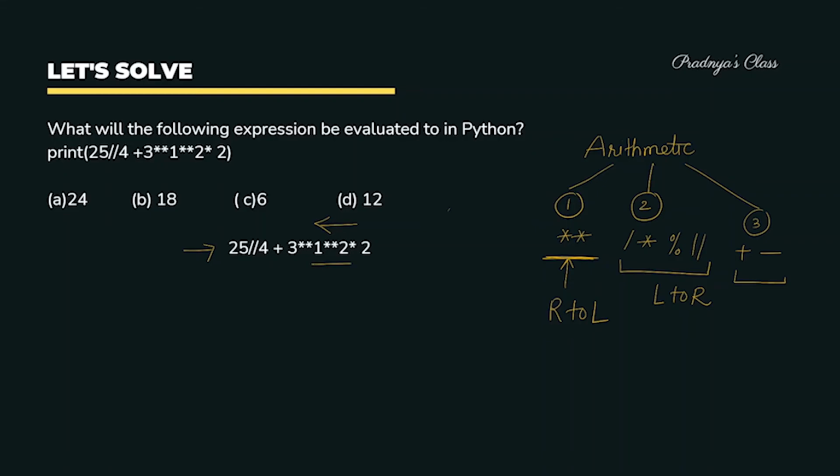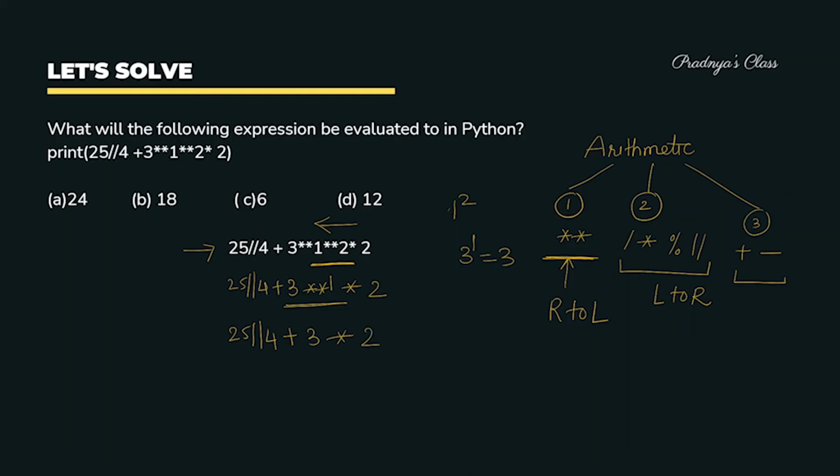So first of all we will solve this term 1 square. So 1 square is 1. I will write the remaining terms as it is. And here it is multiplication by 2. Now again there is one more exponentiation operator, so it will get evaluated. It is 3 raised to power 1, which will be equal to 3. So 25 floor division 4 plus 3 multiplied by 2.